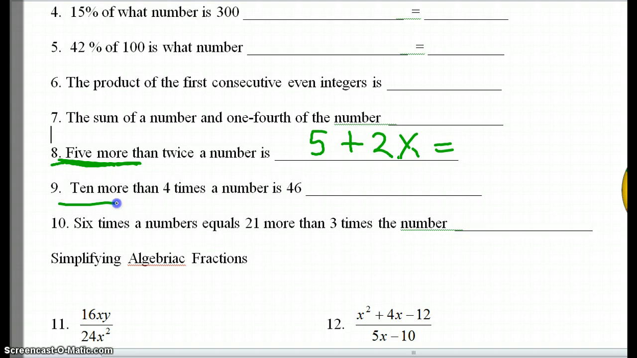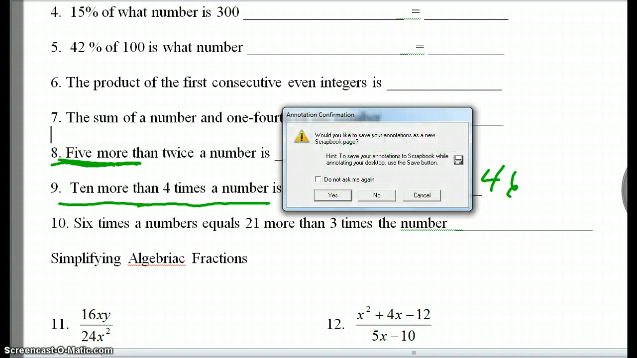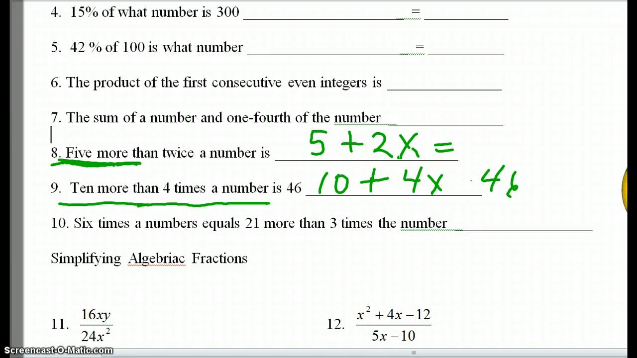Ten more than 4 times a number. 4 times a number is, means equals, 46. Again, let's take a look at this equation now. And our equation is 10 plus 4x equals 46. We know how to solve this algebraically. Get rid of the 10, divide by 4, and look in your multiple choice answers.